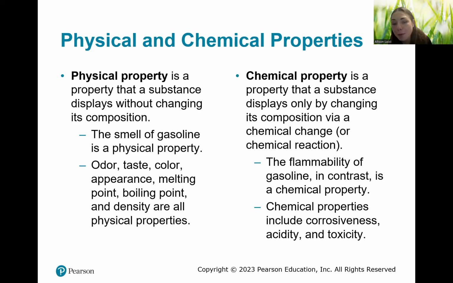to observe it. So flammability, we have to light something on fire to see if it's flammable, right? Chemical properties such as corrosiveness, acidity, toxicity. So an acid, to know that it's an acid, it would have to react with something that we call a base. Toxicity, that would have to have some negative effect on cells, something like that. So we would have to witness some type of chemical change.